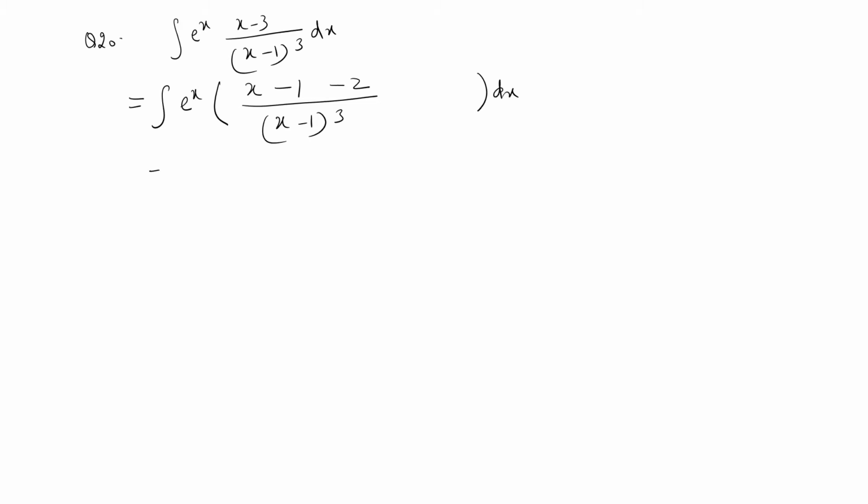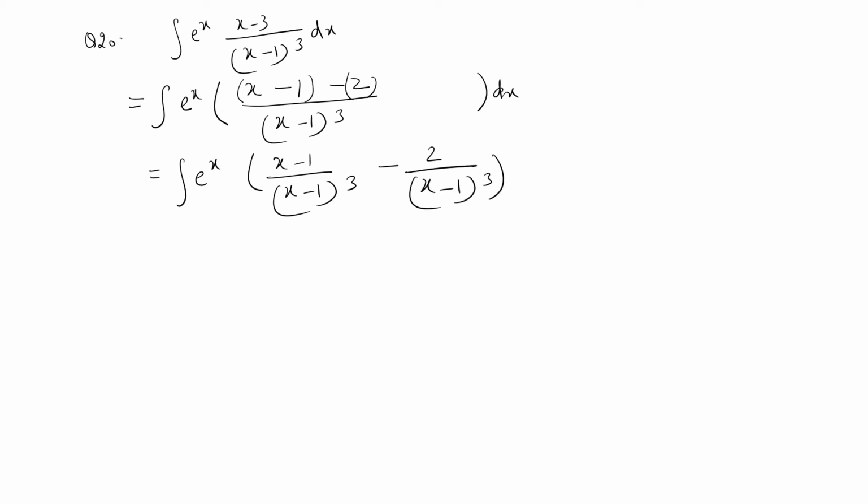So this changes to e raised to power x. Now separate these two terms in the numerator. Break the numerator: (x minus 1) upon (x minus 1) whole cube, minus 2 upon (x minus 1) whole cube, dx.